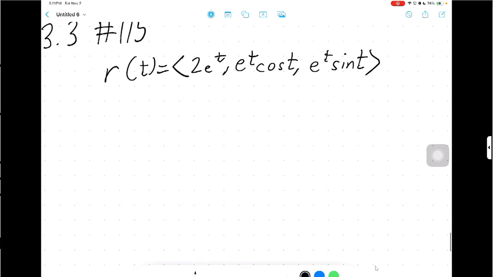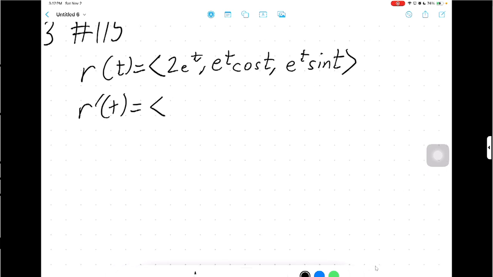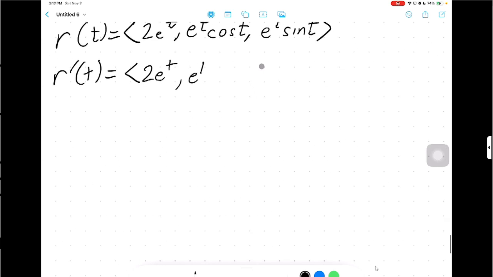So, in order to do this, we're going to first find the derivative. And that's actually going to be it, because we don't have to use the unit tangent. But I'm just going to do it anyway. We have 2e to the t. And then for this guy, we have a function of t times a function of t, so we're going to have to use product rule.